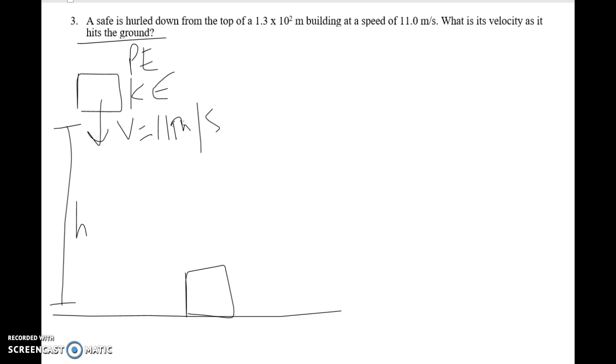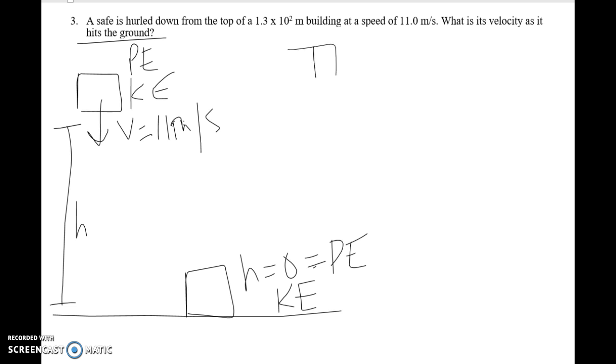At the end, right before it hits the ground, I know that my height is 0, so my potential energy is also 0. But I know right before it hits the ground, it will have a velocity, so it's going to have kinetic energy. So then I'm going to use the conservation of energy to solve for the velocity when it hits the ground.